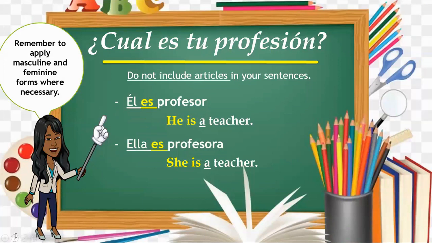All right, so remember when I talked to you and I said that you do not need to put the definite article in the front of the word. When you're using the verb ser, all you need to say is él es profesor, and there you have it. He is a teacher. Ella es profesora. She is a teacher. You do not need to put in the definite article, the indefinite article, okay?